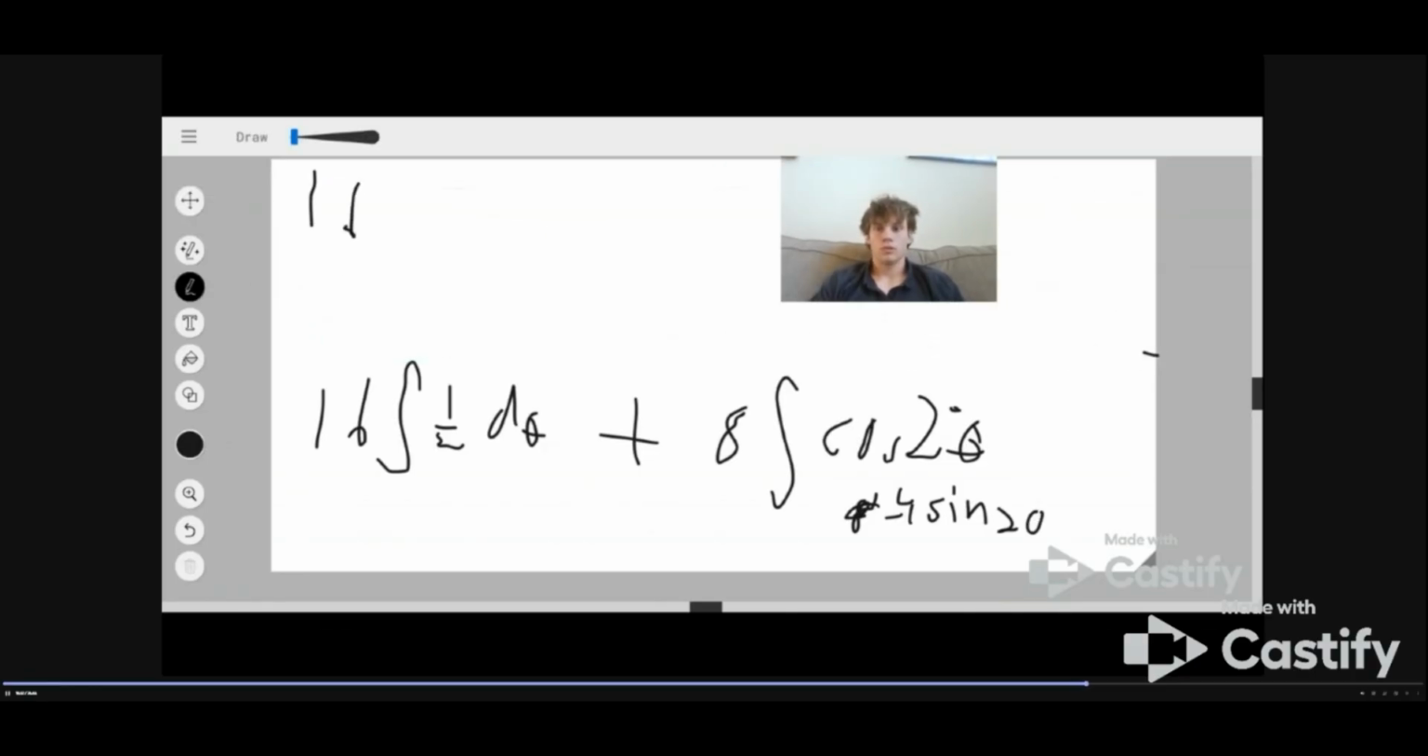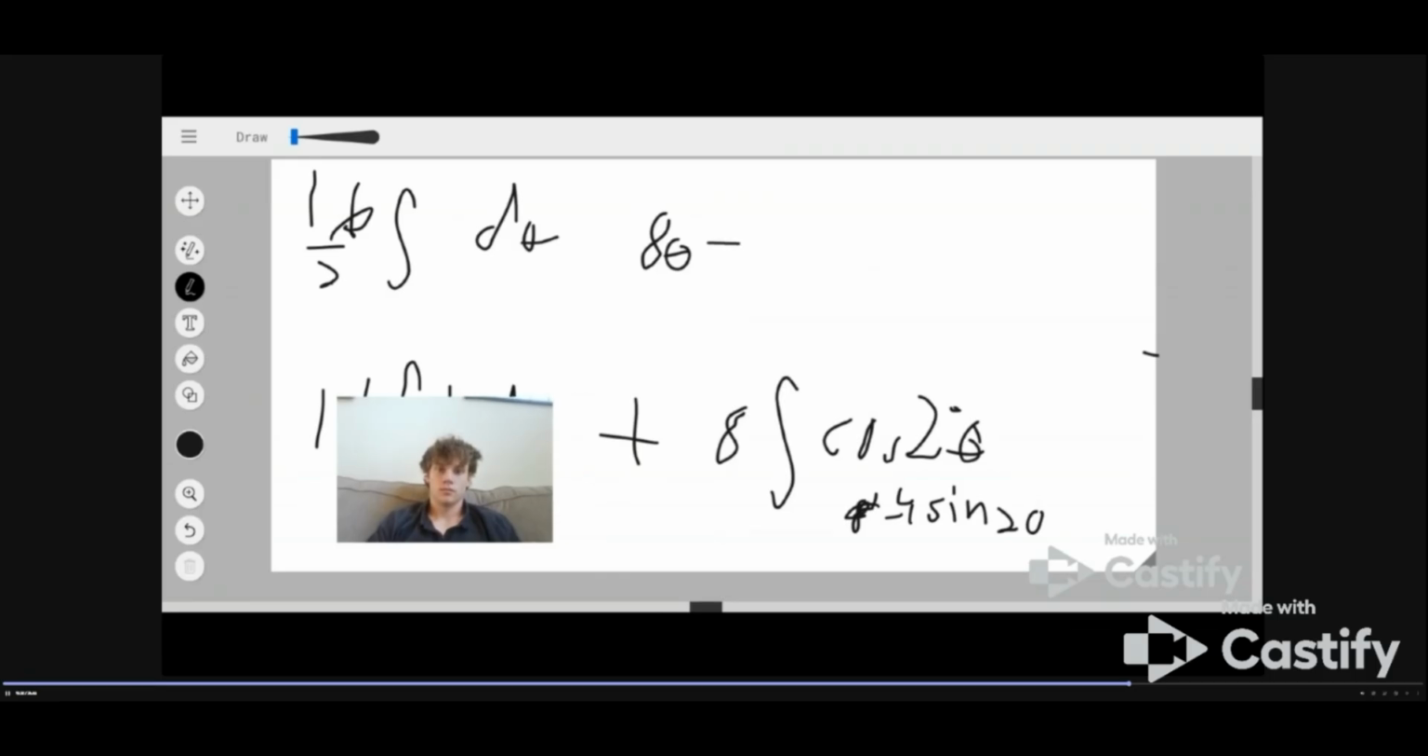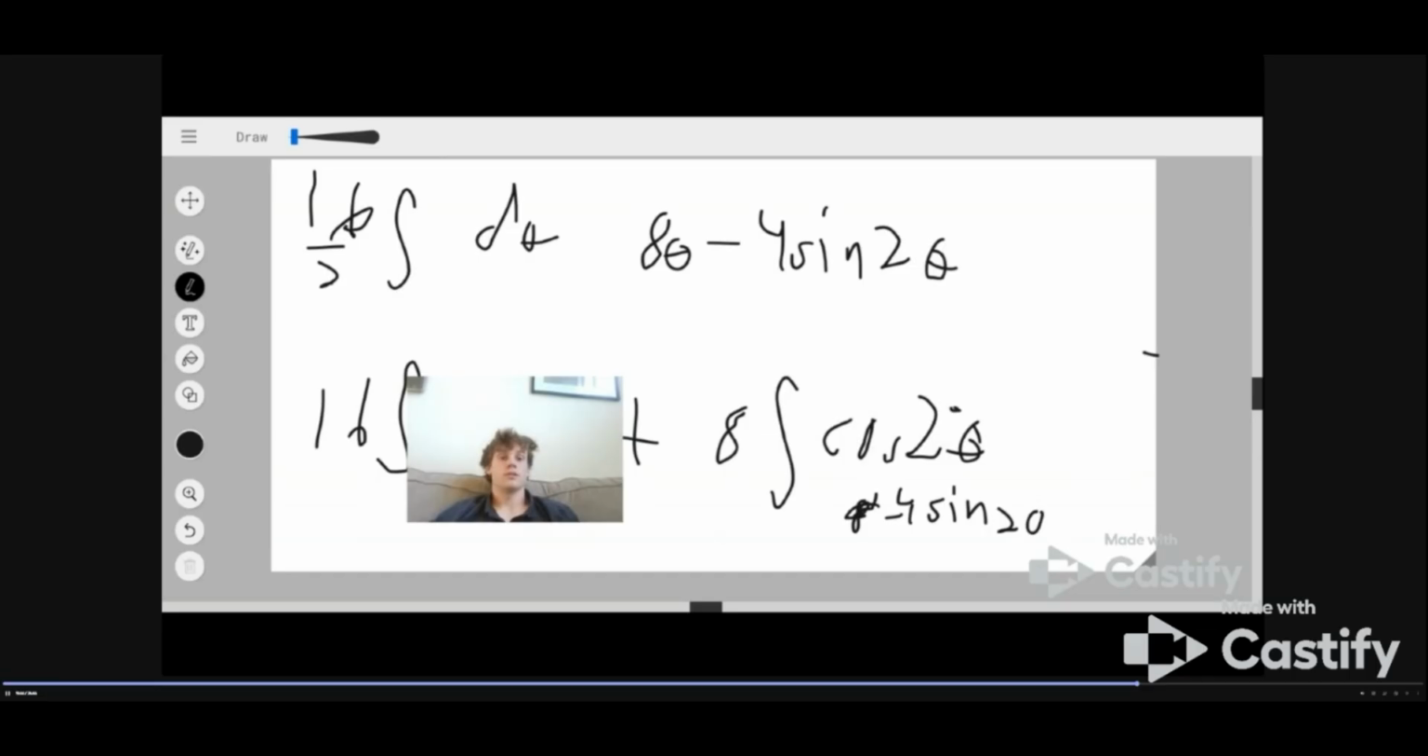We write it all now. 16 integral of 1/2 d theta. This is going to be pretty simple. We can also take out 1/2 if we wanted to, and just change this to 1 d theta, or just d theta. And this is going to equal 8 times theta. So 8 theta plus, sorry, minus actually, 4 sine of 2 theta. And that's our antiderivative in terms of theta.